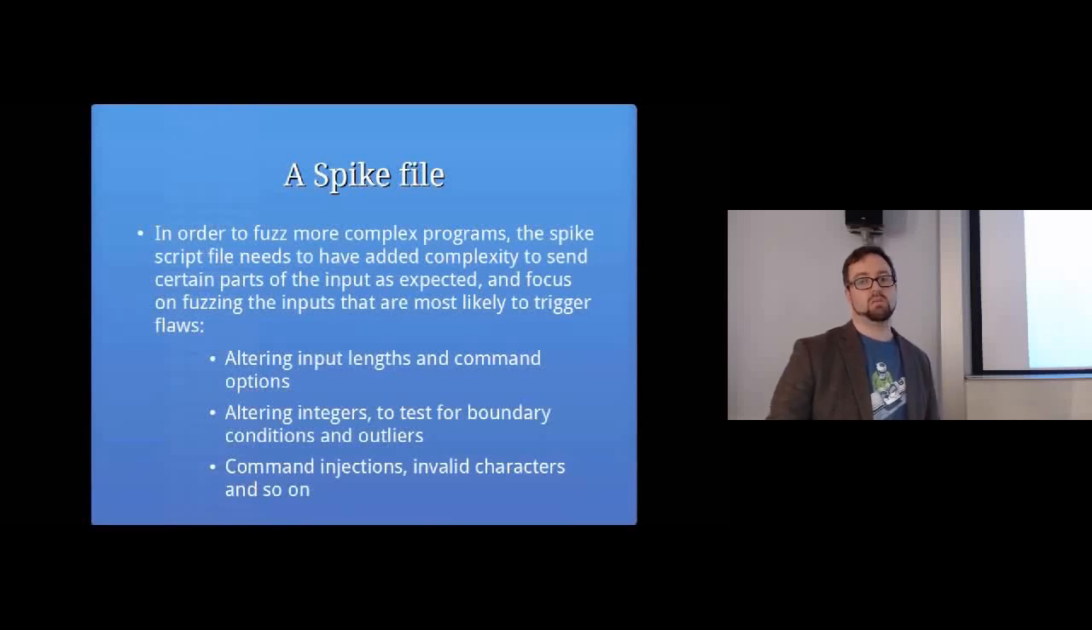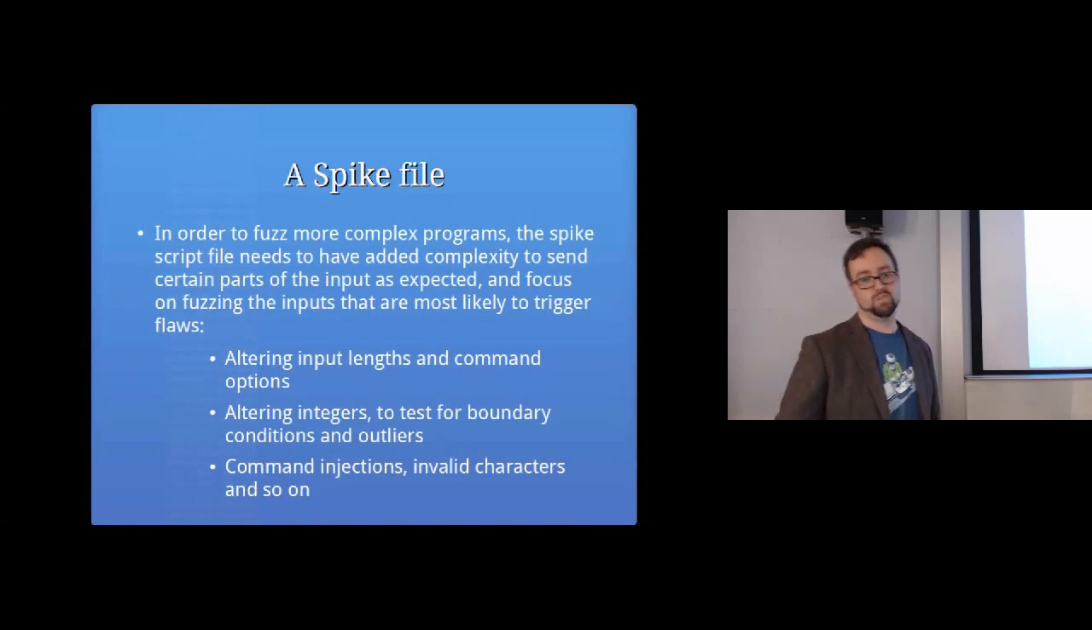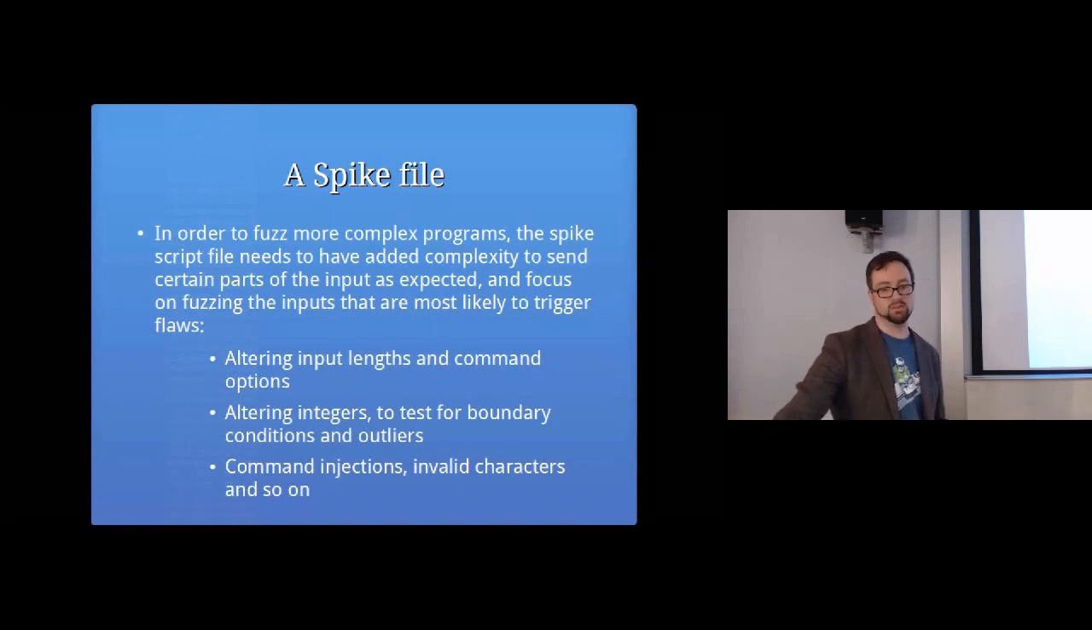So if you want to fuzz more complicated programs, you need to add some complexity to make sure you're focusing on fuzzing inputs that are actually likely to trigger flaws. You could write a one-line fuzzer that just says string variable hello, and that might crash a program because it's going to try inputting all sorts of different things. But if you're doing something similar to what the program expects, it's more likely to actually break something. So you might want to look at altering input lengths, command options, and altering integers to test for boundary conditions. You might want to try command injections with invalid characters and things like that.